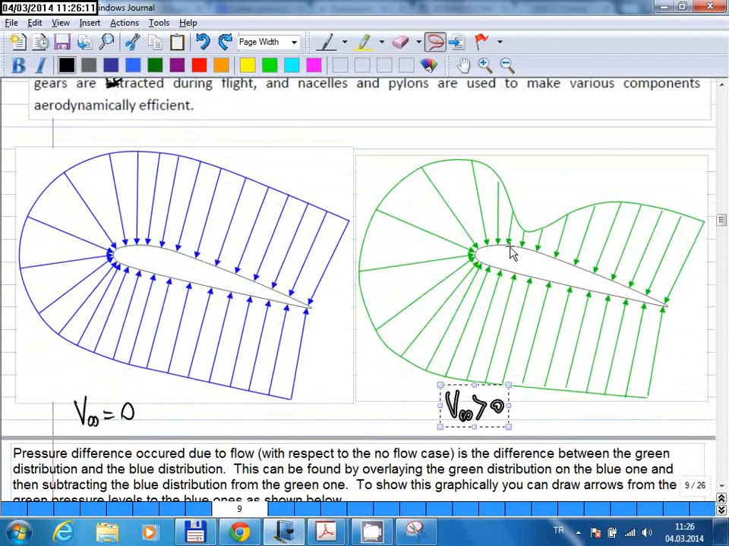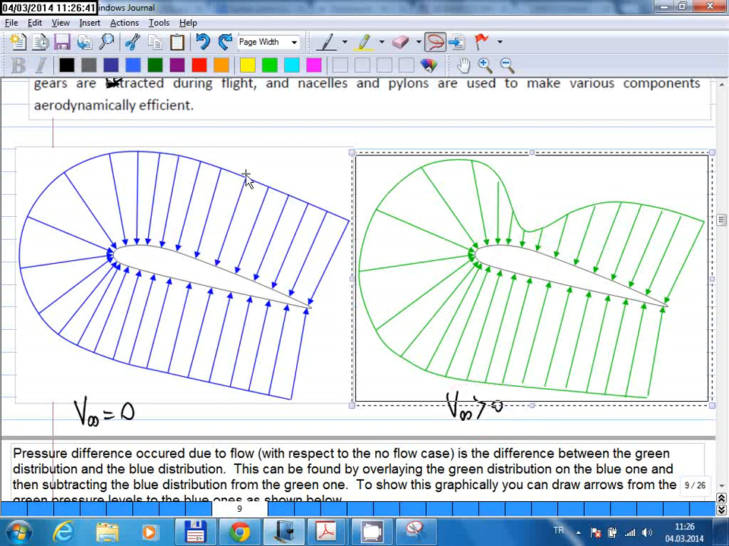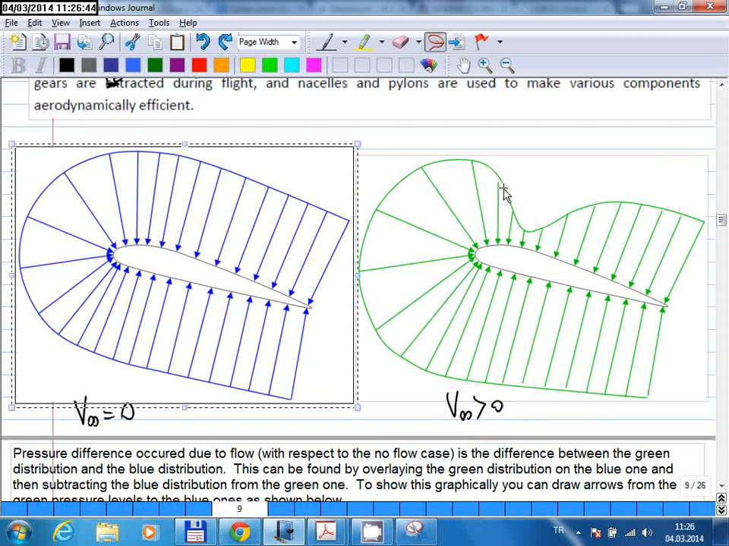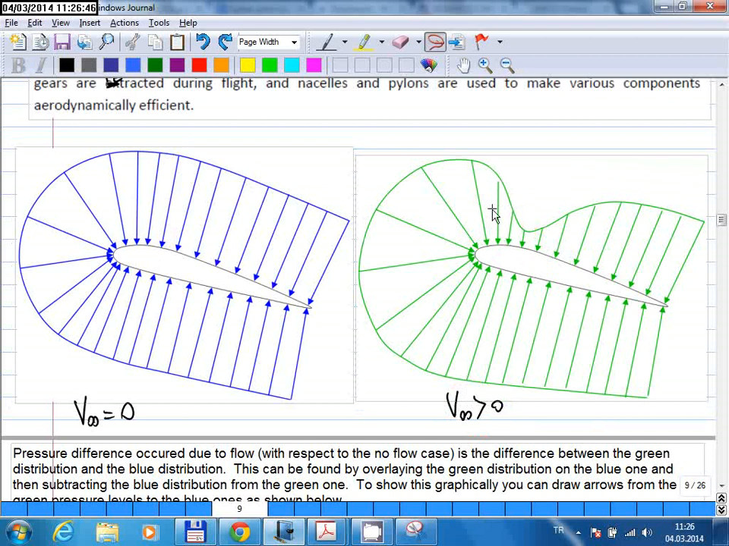Here is the thickest part, and naturally the flow will be accelerated most while passing through this part, right? That means the pressure here will be the lowest. That's why you have this green arrow here, which is much shorter than the blue arrow. Obviously this depends on how fast the flow is. If the flow is very slow, then the difference between green and blue will be very small. But as the speed is increased, the difference will get larger.